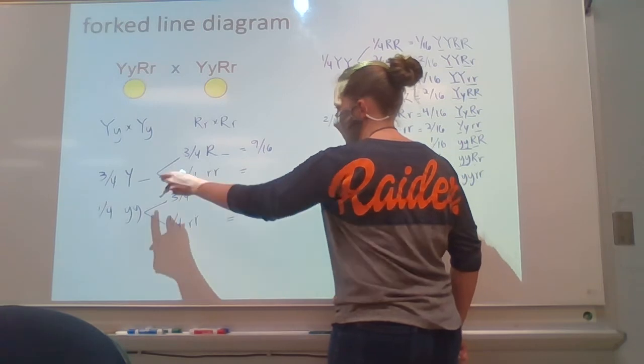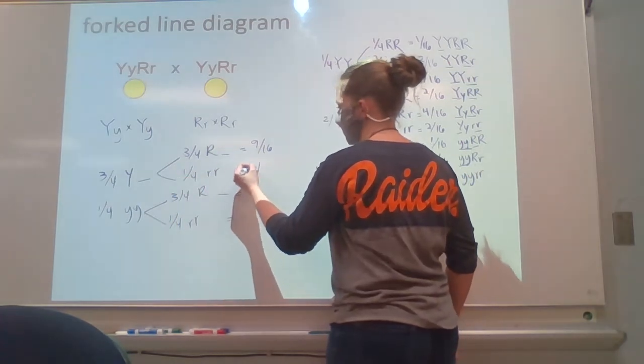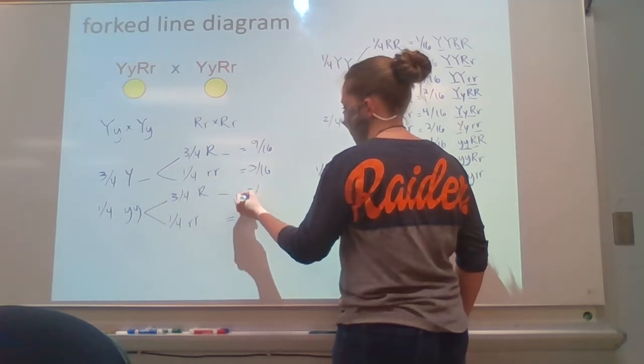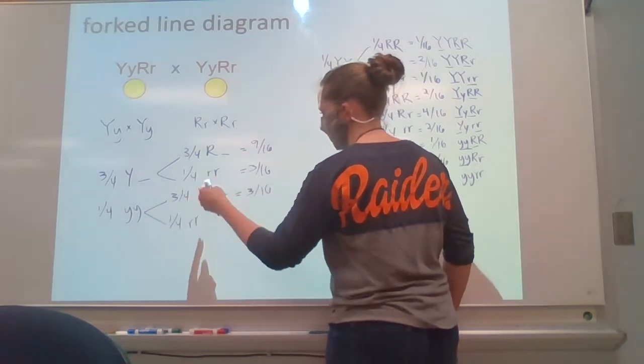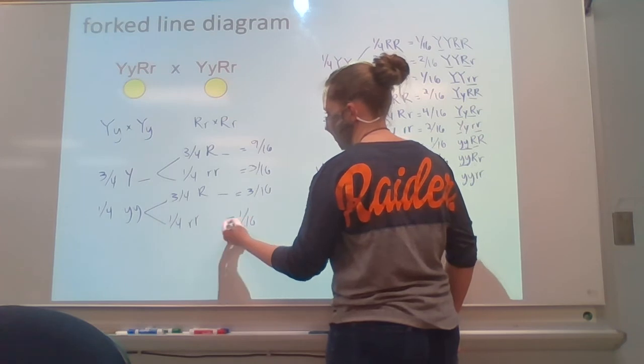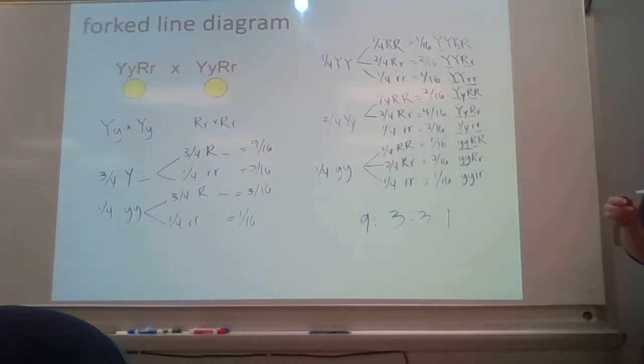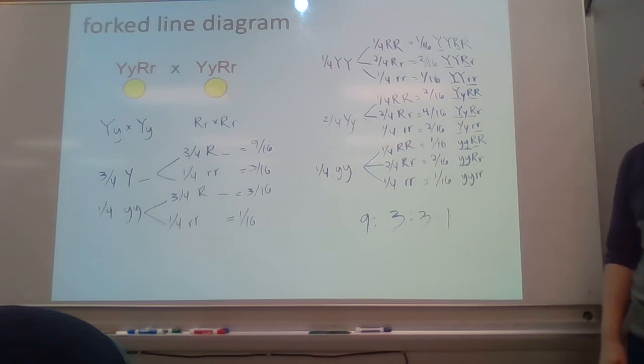9/16 that phenotype, both dominant. 3/16 this phenotype, dominant recessive. 3/16 recessive dominant. 1/16 all recessive. So again, if you understand what's going on here, hopefully you do, we're just multiplying the probabilities together for each trait. I think it's a lot easier than setting up the Punnett squares. Questions?